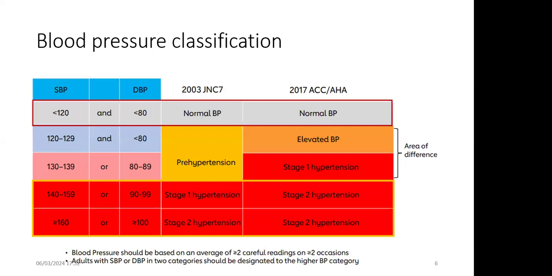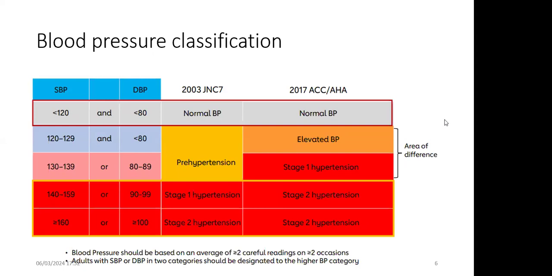And then stage one was brought closer, okay? Closer. So patients who are 130 to 139 systolic have been classified as stage one hypertensive. And then patients with 80 to 89 diastolic have been classified as well, and then stage two from one and then two.